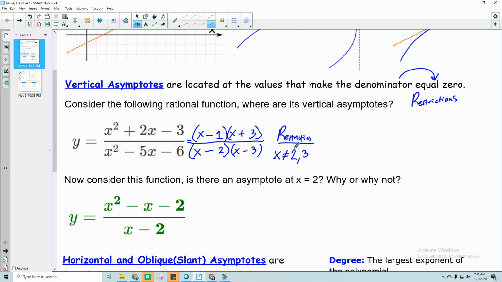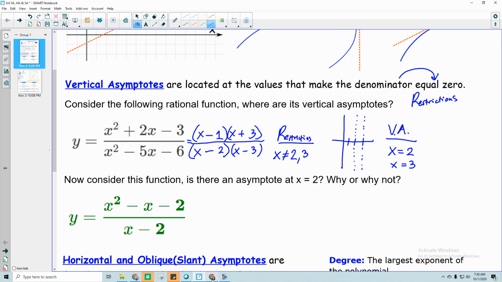Since that's where my restrictions are, now we're learning that my vertical asymptotes, or VA for short, are located at x equals 2 and x equals 3. I'm making a vertical line at each. So even before I graph this, I know there should be vertical asymptotes at x equals 2 and x equals 3 on the x-axis. That's what I'm expecting.